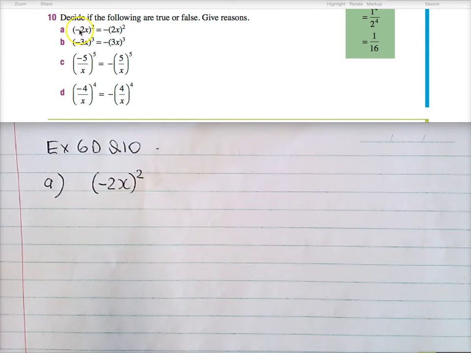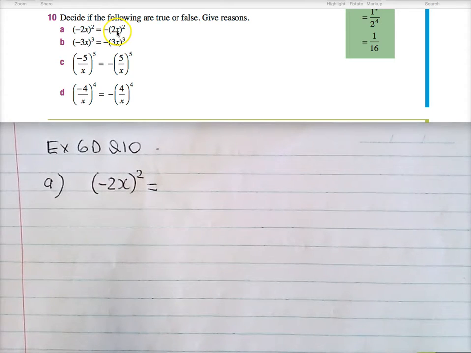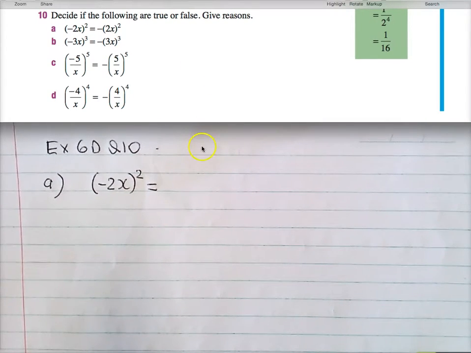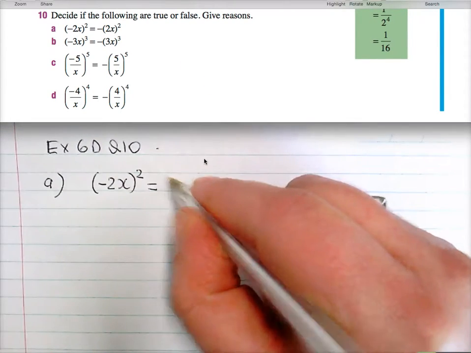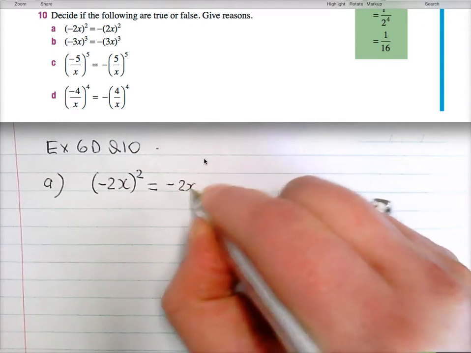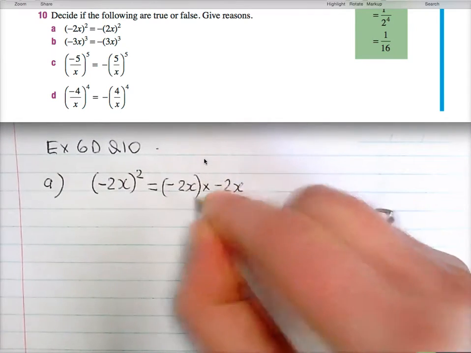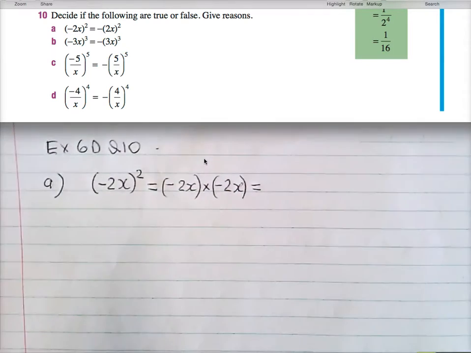are true or not. Now negative 2x in brackets all squared means I'm going to look at the left hand side and then I'm going to work out what the right hand side is, okay? So, alright. So negative 2x squared, doesn't that mean, girls, you can do this two ways. It means negative 2x times negative 2x. Are you okay with that?